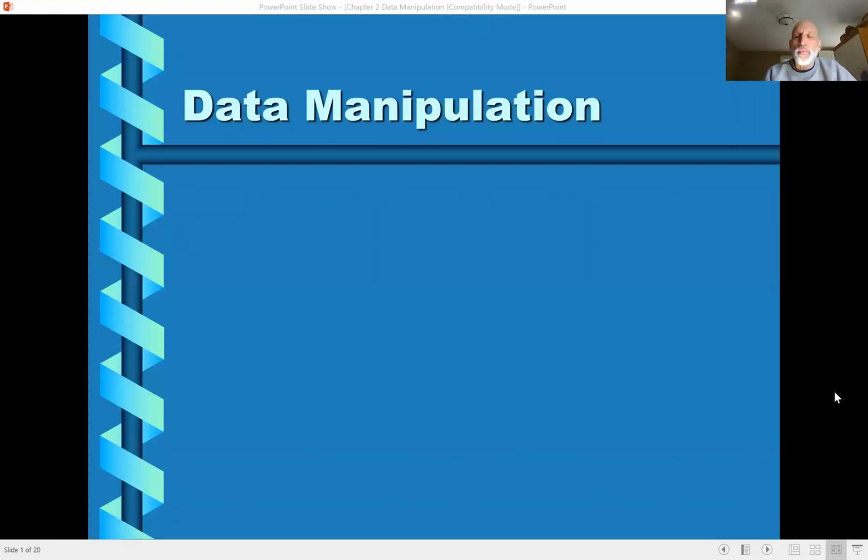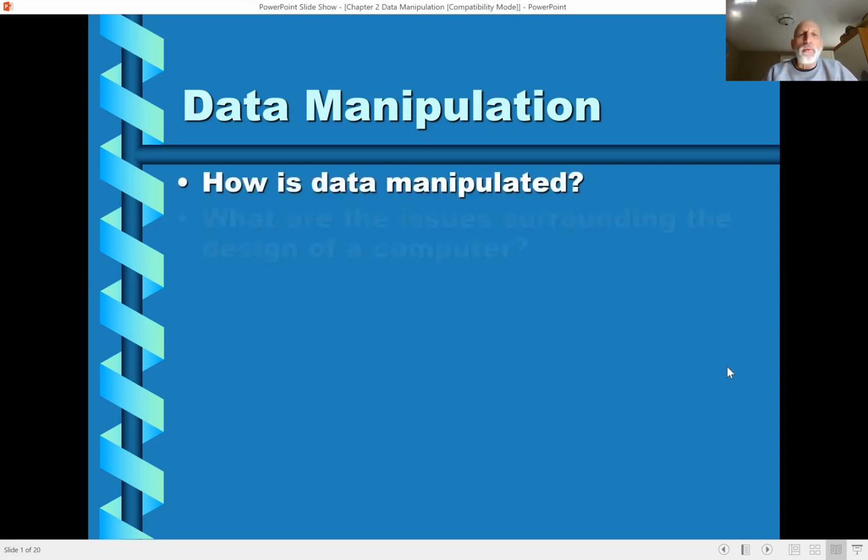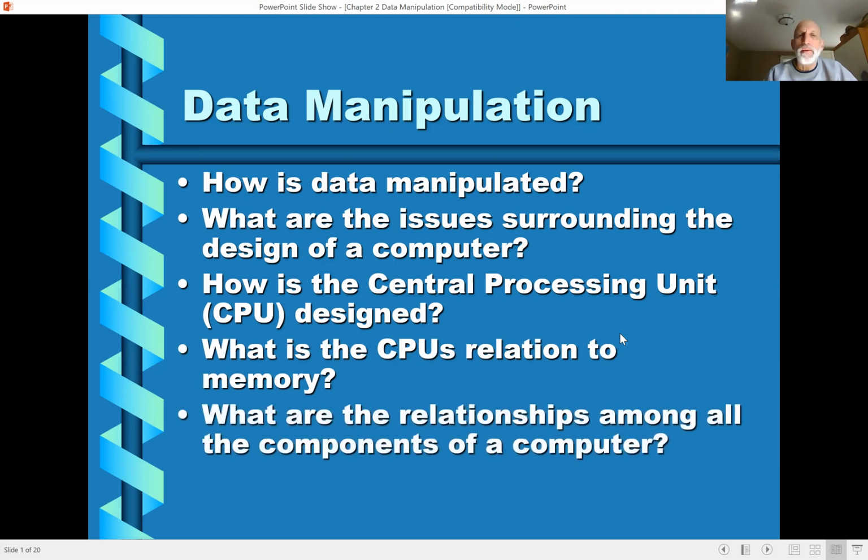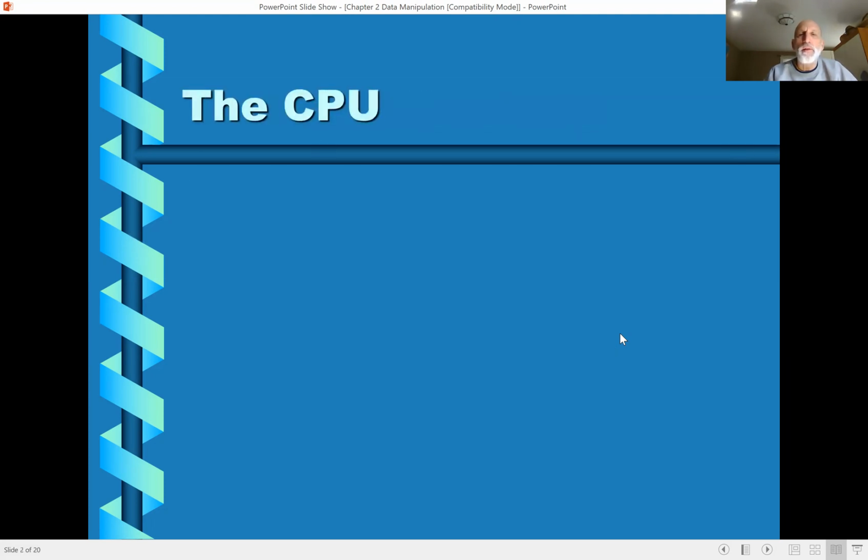So I'm going to show you the PowerPoint and highlight some of the things that you're going to need to know for the test. Here is the PowerPoint that you have available in Blackboard. This is all about data manipulation. What we're going to focus on is really how the central processing unit works. That's the focus, how the CPU works. The rest of these are general and not specifically covered here. So really the focus for today is how the CPU works.